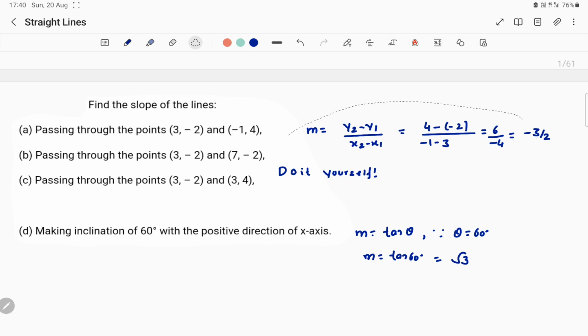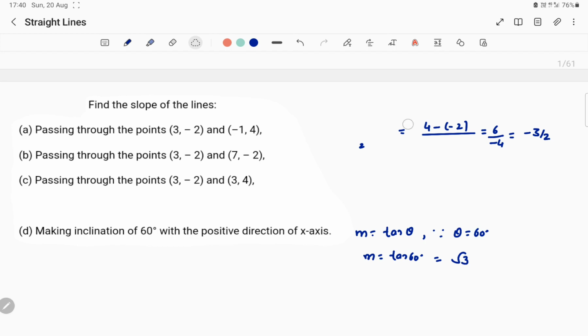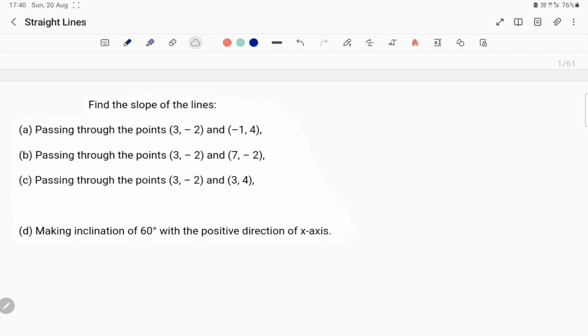So we can see some quick examples. Let us exclude this. See here, suppose we have a question. This is an NCERT question: find the slope of the line passing through the points (3, minus 2) and (minus 1, 4). So you can mark a point A as (3, minus 2), and B as (minus 1, 4). Now what is slope? M is y2 minus y1 divided by x2 minus x1. So we got 6 by minus 4, which is how much?